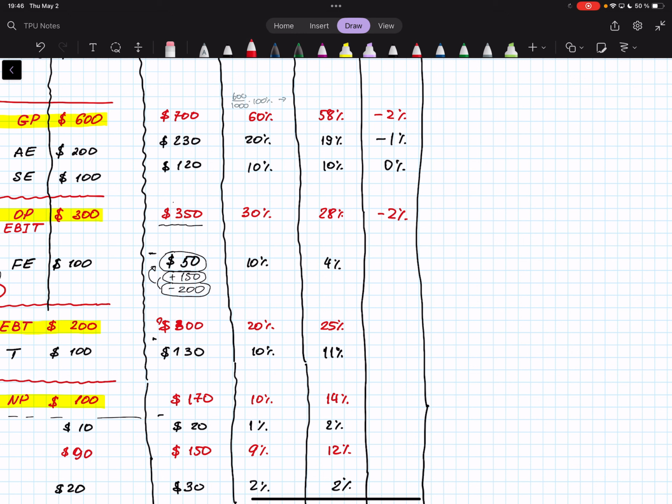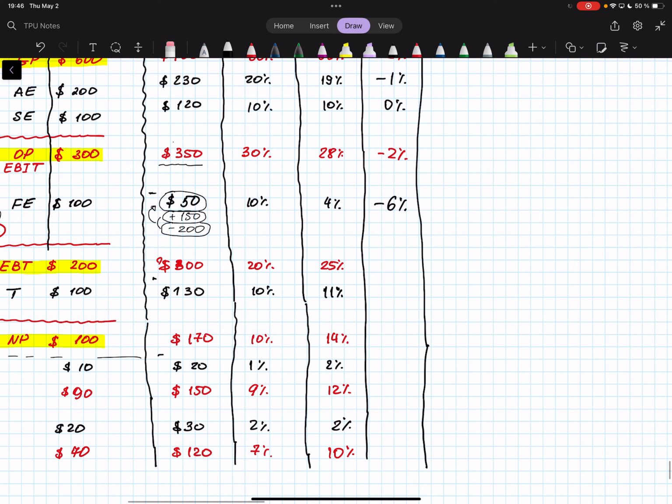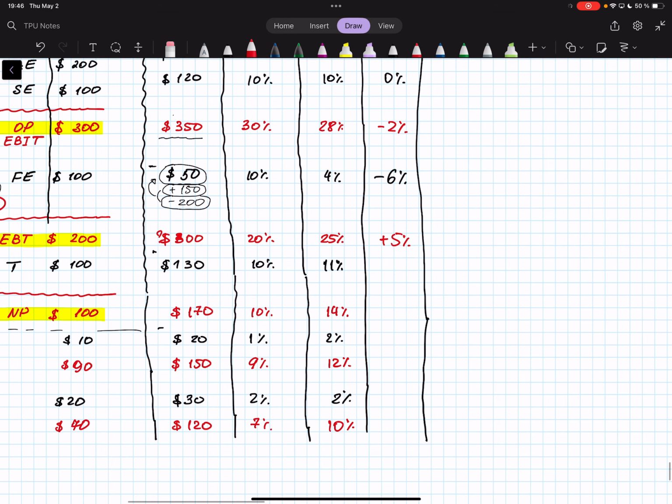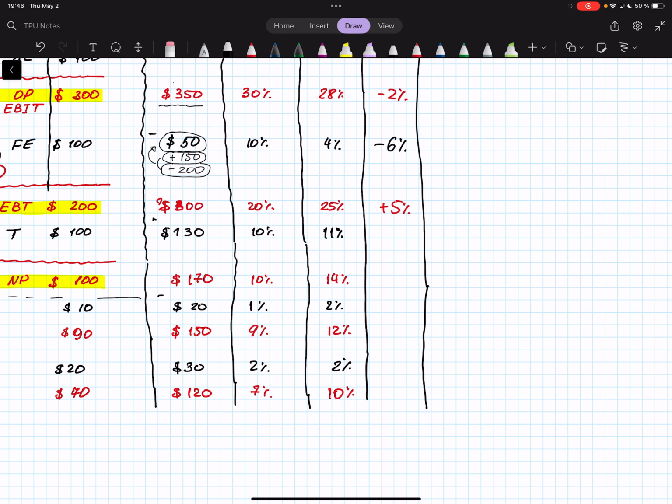Minus 2% with operating profit. And look, a whole minus 6% with financial expenses. Okay? Good? Well, this is financial expenses. It's good. If your expenses become less, that's good. Now, because of that, your earnings before taxes has grown by 5%. That's a good sign. Your taxes plus 1%.